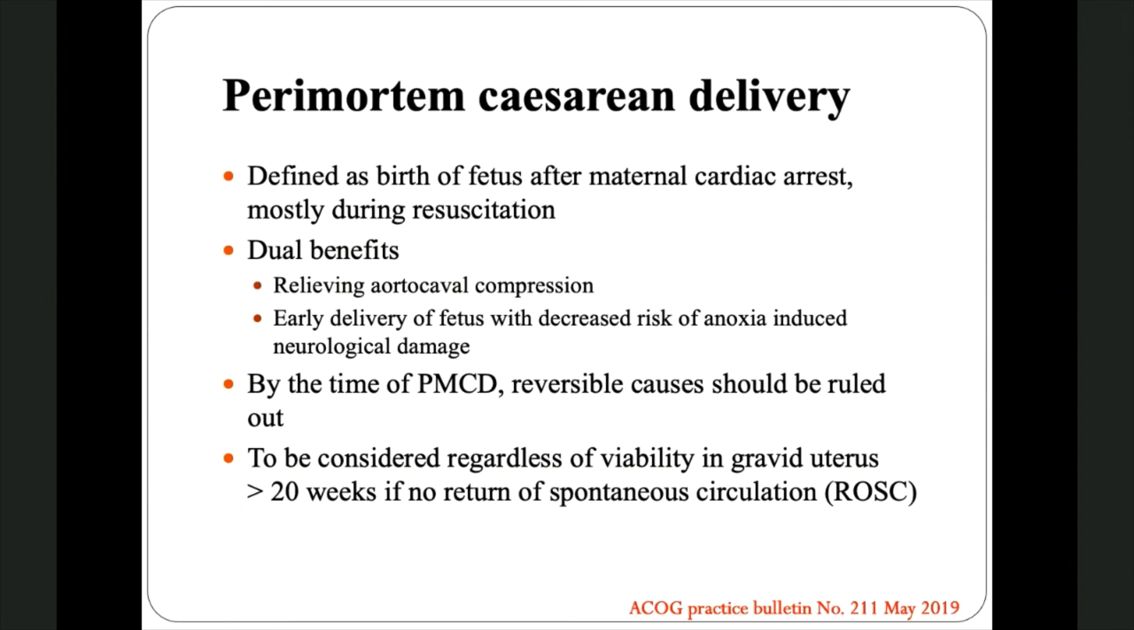By the time of perimortem cesarean delivery, reversible causes should be ruled out. It should be considered regardless of viability in a gravid uterus of more than 20 weeks if there is no return of spontaneous circulation. So whenever uterus size is increased, it should be considered not just to protect the baby, it should be done to protect the mother as well.